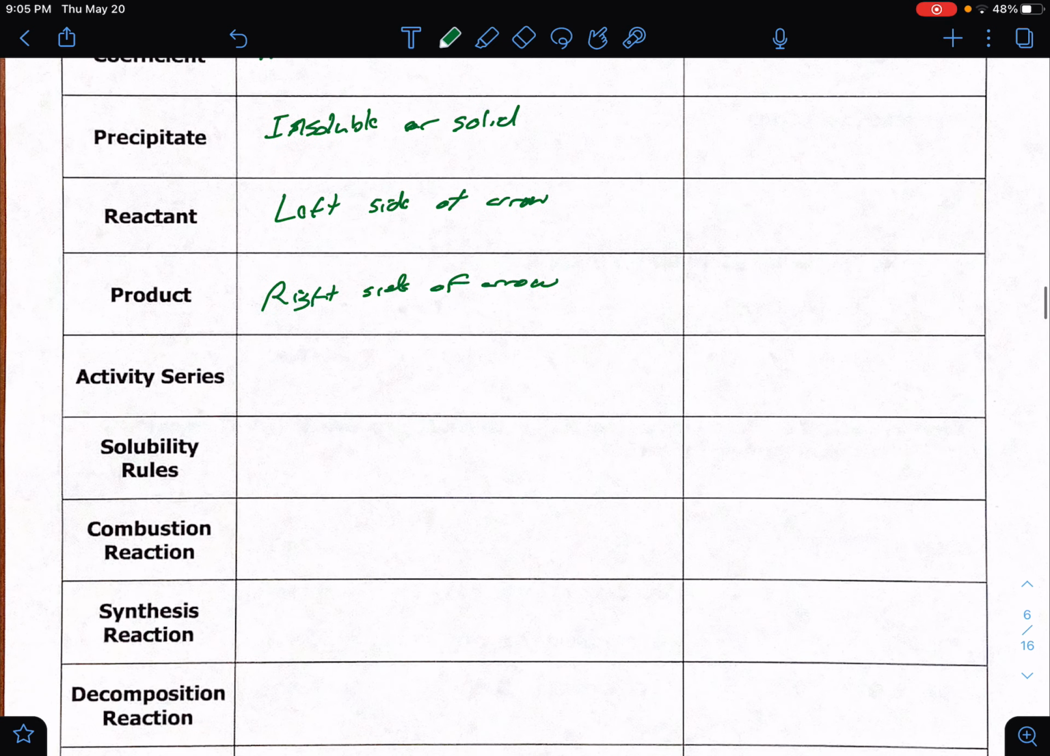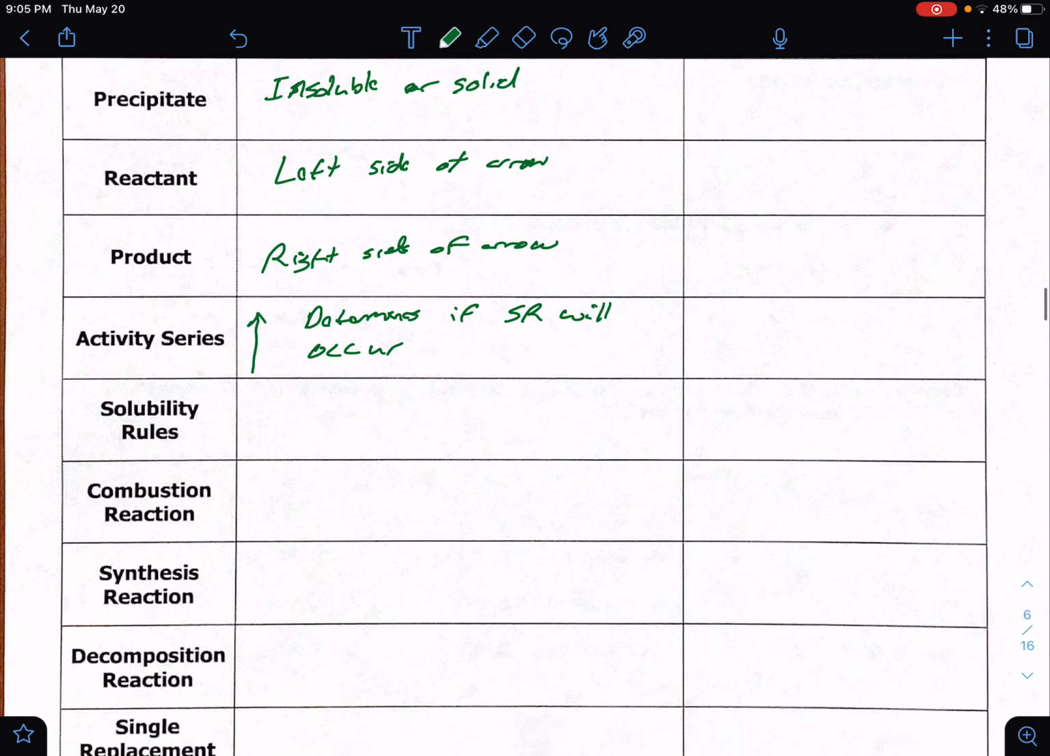Okay, activity series. This is that chart you get on the back of that periodic table that has the big arrow going up and down with a list of metals. Basically, we use this to determine if single replacement will occur. Remember, when you have a single atom trying to make its way into a compound, it is only going to make its way in if it's better than the one that's already there. So that's what we use to determine single replacement.